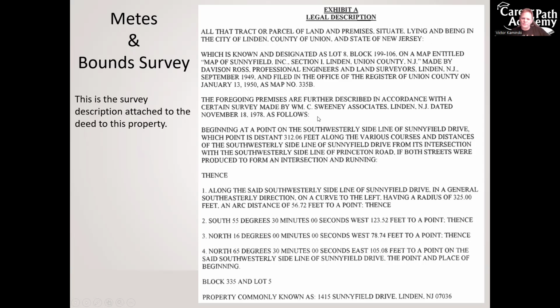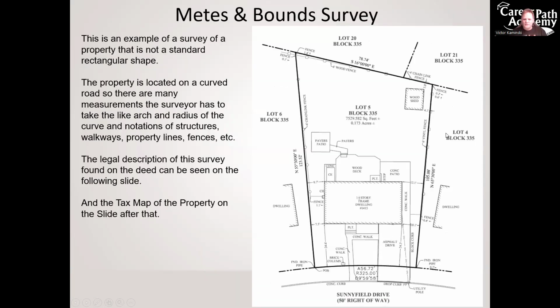Actually, no, this house was built in 1953, I think. So that survey, I guess they were just getting another survey done then. So beginning at the point of the southwesterly side of Sunnyfield Drive. Okay, so look, see, this is the south and the westerly side of the property.